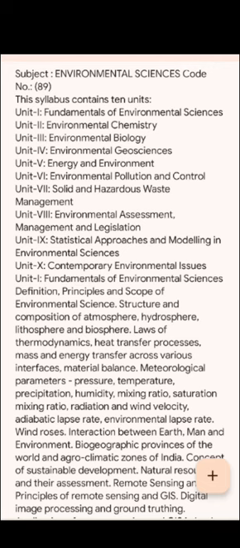Unit VI, Environmental Pollution and Control. Unit 7, Solid and Hazardous Waste Management. Unit 8, Environmental Assessment, Management and Legislation. Unit IX, Statistical Approaches and Modeling in Environmental Sciences. Unit X, Contemporary Environmental Issues.